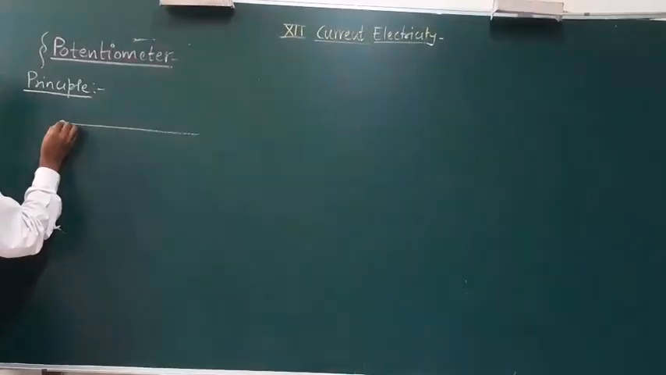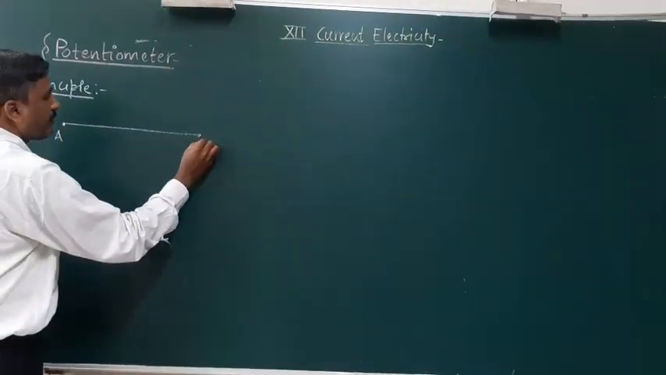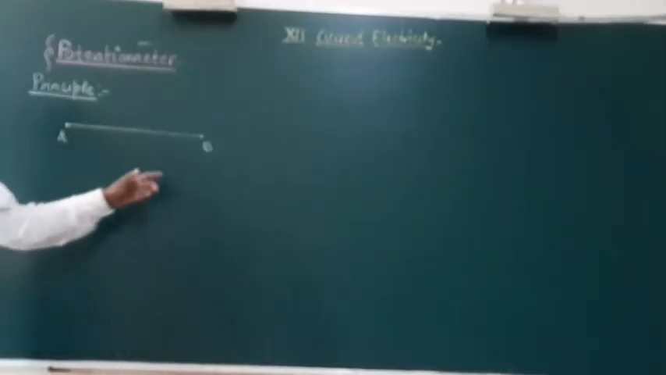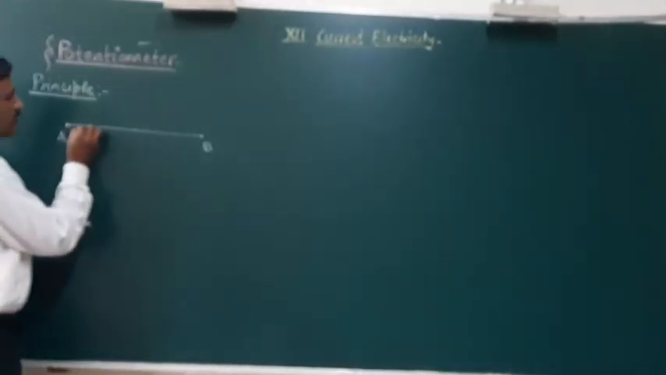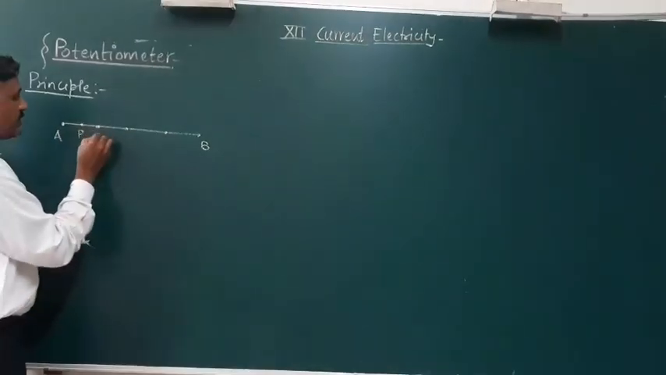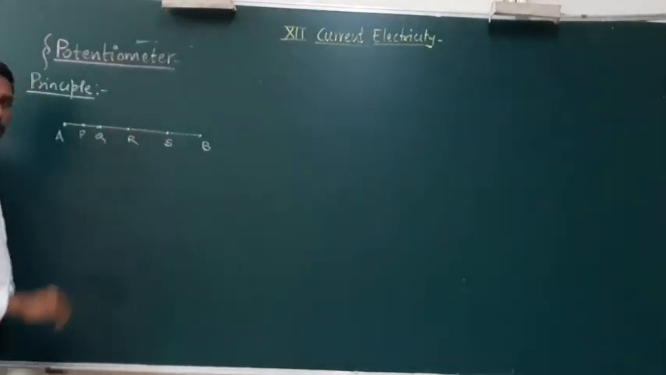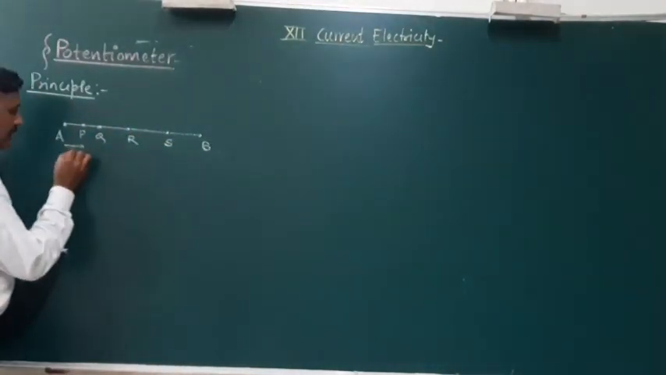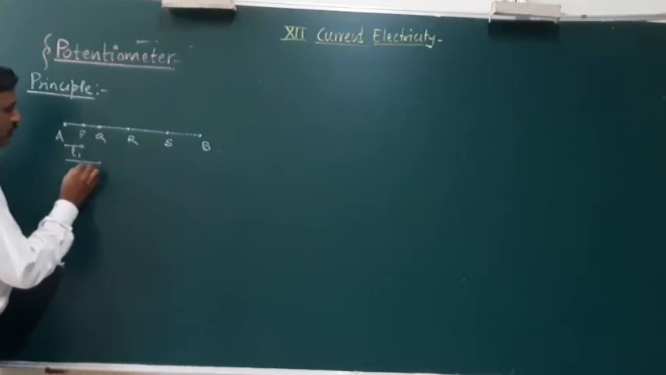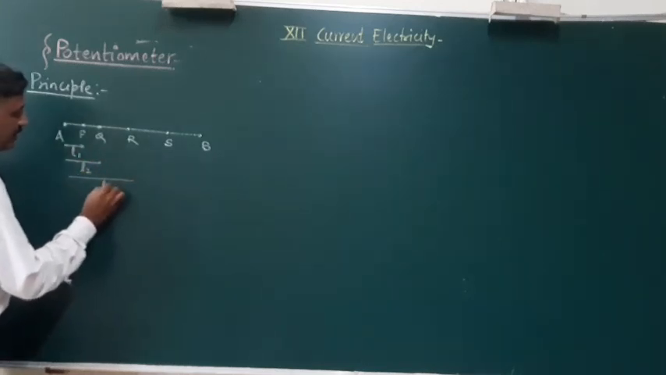Now first we explain how it will be. Let this be one thin uniform wire. AB is my wire. Now on this wire, we are drawing, let us say, 4 points. These are P, Q, R, S. These are my 4 points. Now point P is situated at a distance L1, Q is situated at distance L2, R at L3, S is L4, and B is at a distance L.